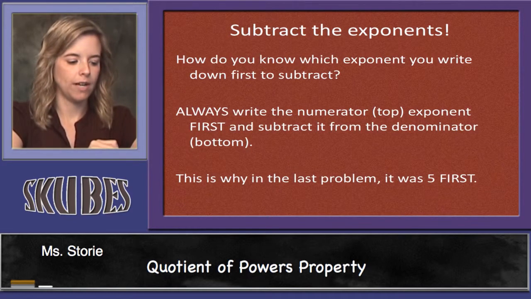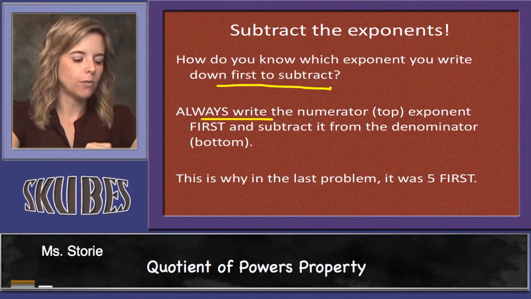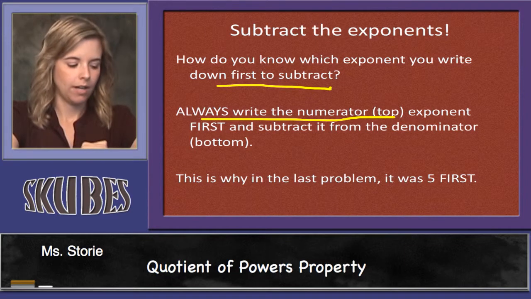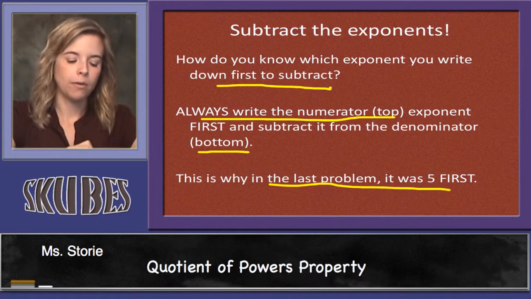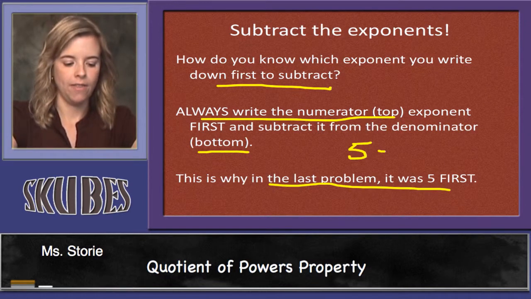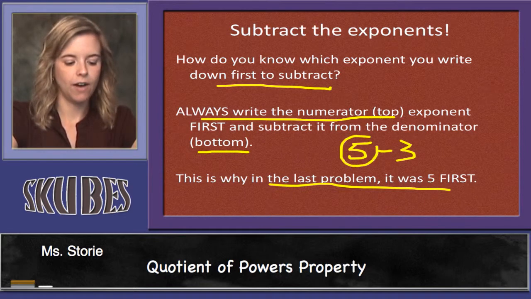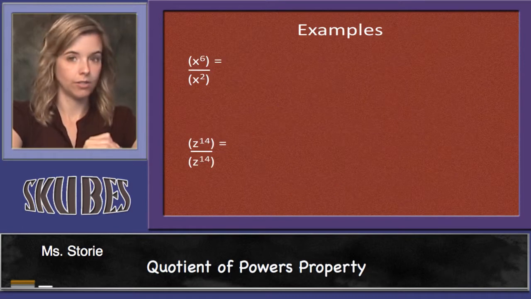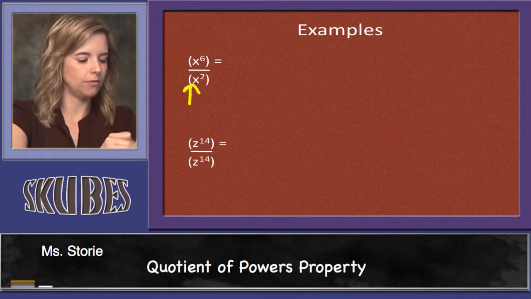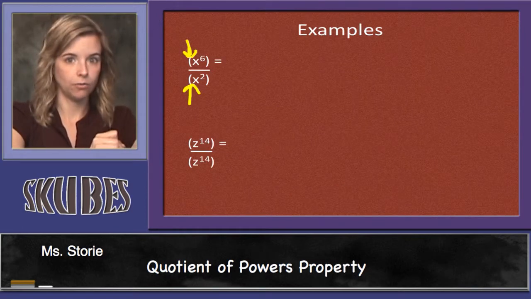How do you know which exponent you write down first? You always write the numerator, that top number, first, and then you subtract from it the denominator, the bottom one, and that's the exponents. And this is why in the last problem I wrote 5 first, and then I subtracted 3, because this 5 was the exponent in the numerator position. So let's try some.